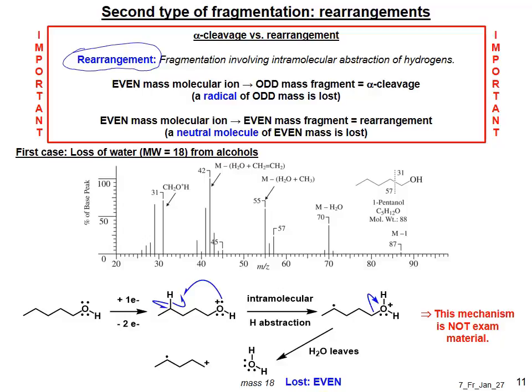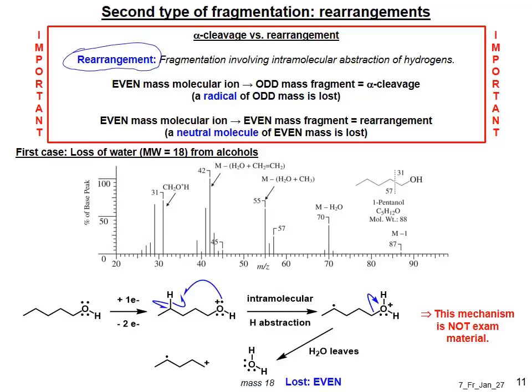So in the first video, we saw what a hydrogen abstraction reaction is, which is an exchange of a hydrogen atom between two radical species. So that's the type of process that's going to be involved in this kind of rearrangement here.